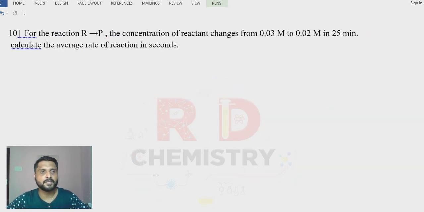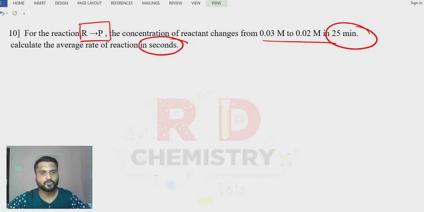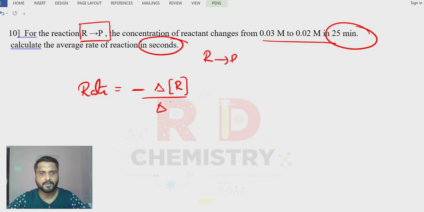Question number 10 is based on the chemical kinetics chapter, and you have to calculate the average rate. They have given the reaction, the reactant giving the product. The concentration of the reactant changes from 0.03 to 0.02 in 25 minutes, and you have to calculate the average rate in seconds. So how to calculate the rate? Rate is equal to, since this is R giving P, with respect to the reactant it should be minus the change in concentration of the reactant divided by the time interval dt.